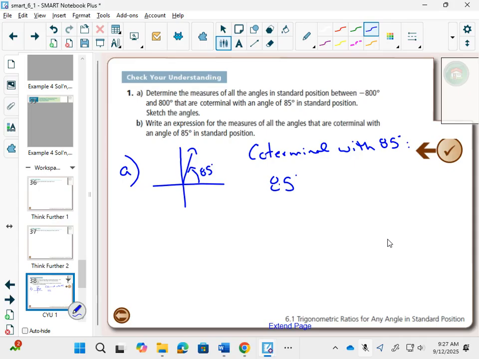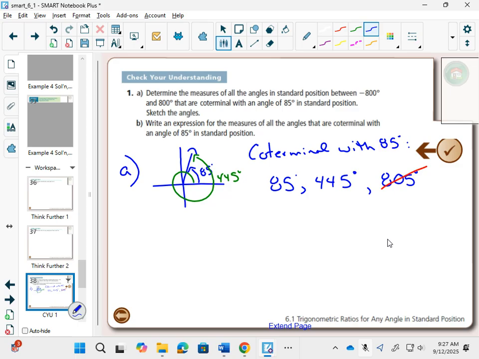If you added 360 degrees, mental math, what would you get to? 445 degrees. If you added 360 degrees again, what would you get to? 805 degrees. But then reading my question, I'm going to put a line through that one, because I'm only supposed to go up to 800. So I'm going to draw, here we go, in green, 445 degrees.